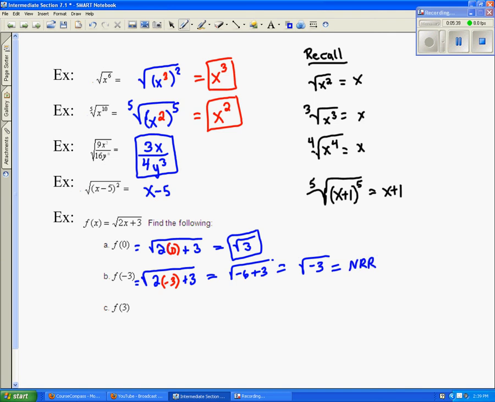And my last one, if I'm going to plug a 3 in everywhere x is at in my function notation, then I'm going to have square root of 6 plus 3, which is equal to the square root of 9, which is equal to just 3.